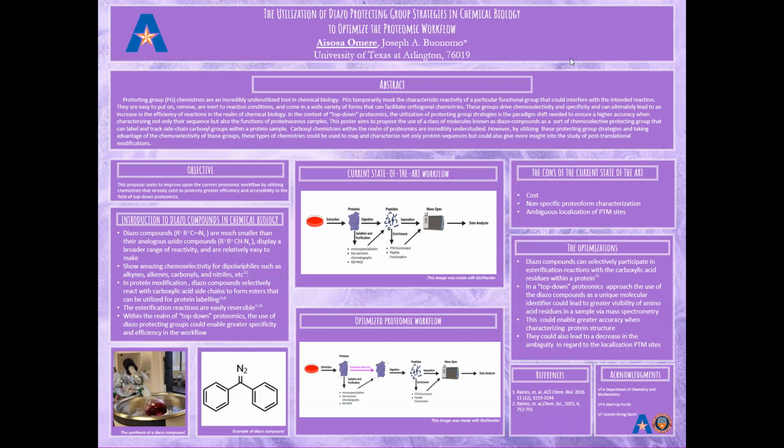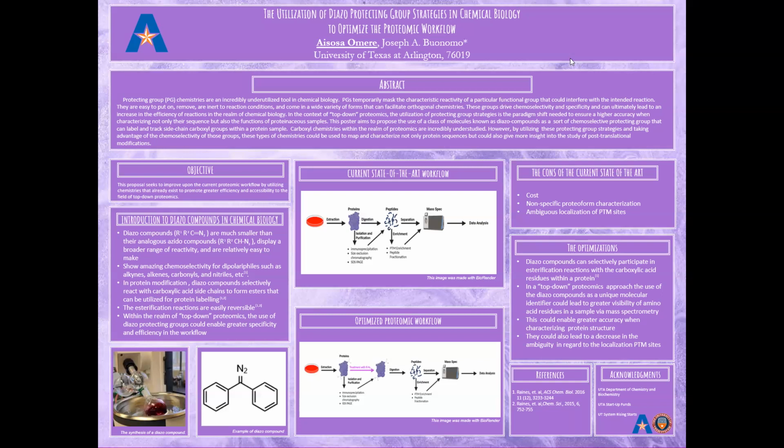They are relatively easy to make and show amazing chemoselectivity for dipolarophiles such as alkynes, alkenes, carbonyls, and nitriles. In protein modification experiments, diazo compounds selectively react with carboxylic acid side chains to form esters that can be utilized for protein labeling. The esterification reactions are easily reversible. Within the realm of top-down proteomics, the use of diazo-protecting groups could enable greater specificity and efficiency in the workflow.